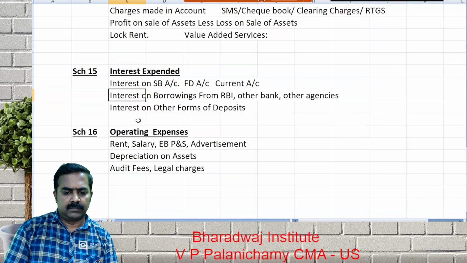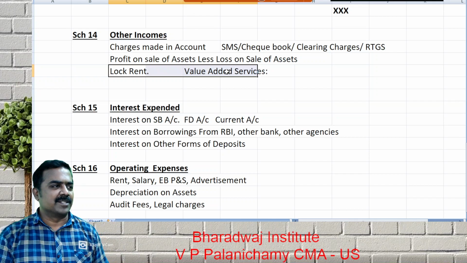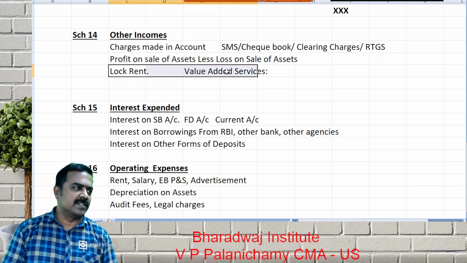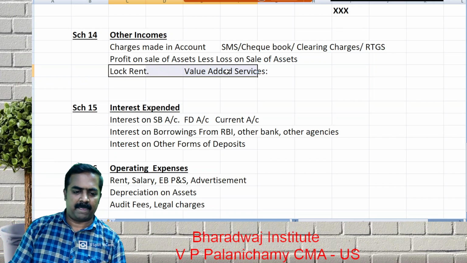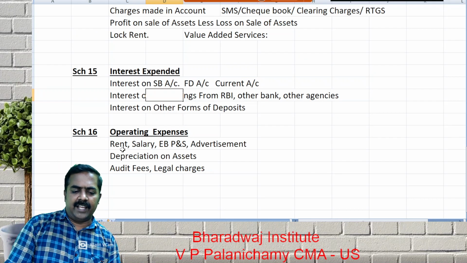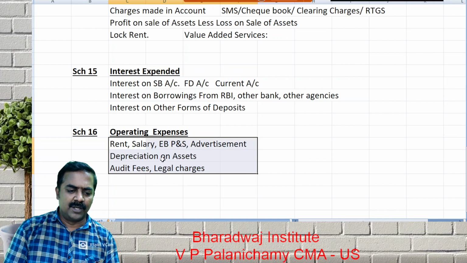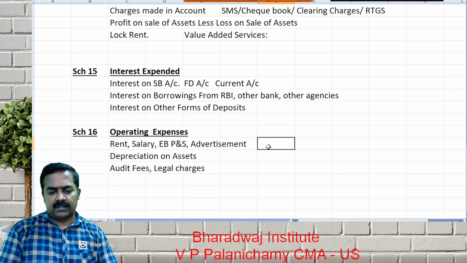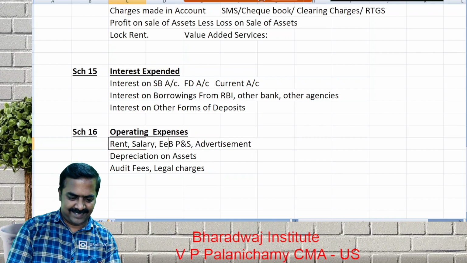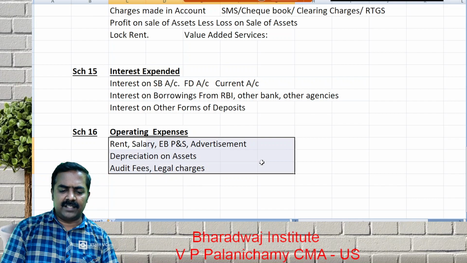SMS charge means, sir, they update you monthly, right? For example, your account is credited, your account is debited, they update you. For that, if you opt for the facility, once in 3 months they will charge 25 rupees, 30 rupees. Sir, this cash credit overdraft also is there. In any expenses, probably in cost sheet you would have learned it as administration expenses, selling and distribution expenses. Those things will come under this. Electricity bills, printing and stationery, advertisement, depreciation on assets, audit fees, legal charges, anything that is required for running a banking company.